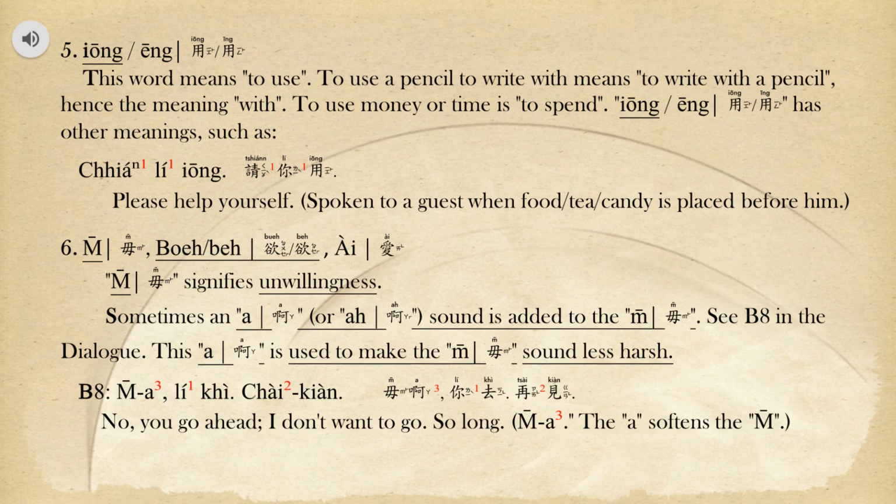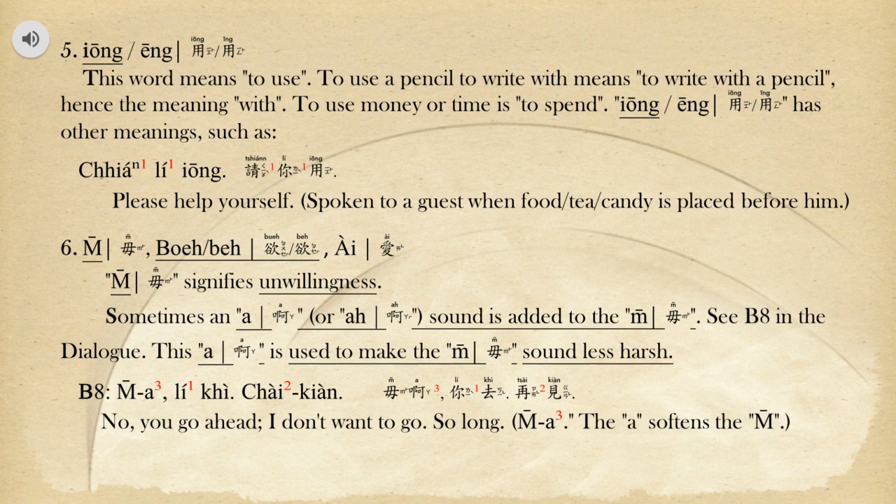5. 用 This word means to use. To use a pencil to write with means to write with a pencil, hence the meaning with. To use money or time is to spend. 用 has other meanings, such as 請你用, please help yourself. Spoken to a guest when food, tea, candy, is placed before him.